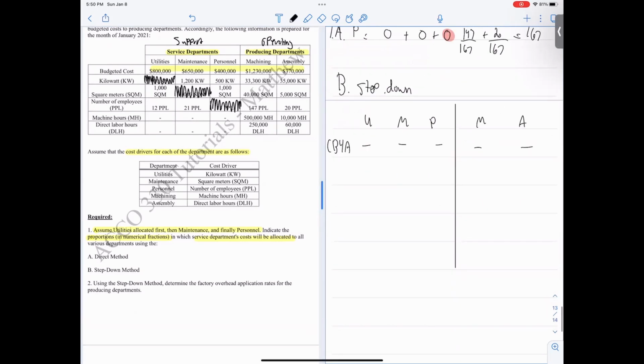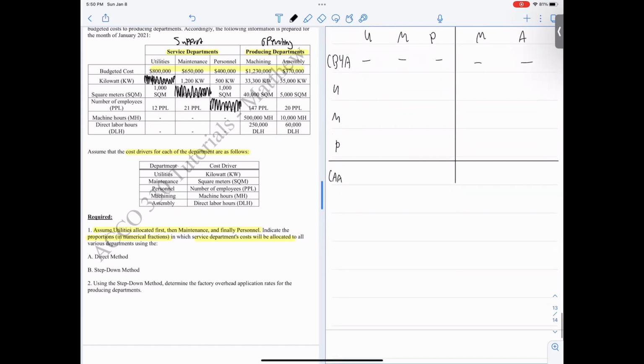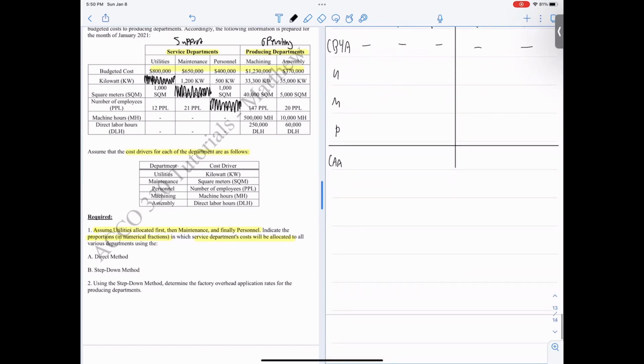Okay. Then, guys, we put utilities, maintenance, personnel, cost after allocation. So let's get after this, guys. First off, we have our total allocation for utilities. Now, utilities allocates 800 to themselves, but we never do self-allocations, 0. Then maintenance, 1,200. Okay. Then personnel uses 500.